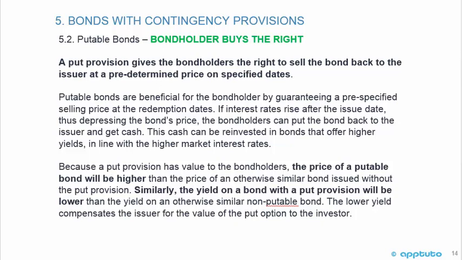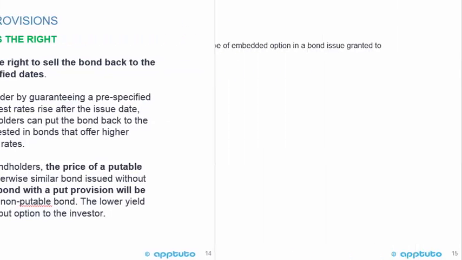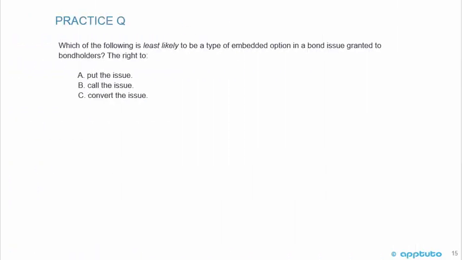Because a put provision has value to the bondholders, the price of a puttable bond will be higher than the price of an otherwise similar bond issued without the put provision. Similarly, the yield on a bond with a put provision will be lower than the yield on an otherwise similar non-puttable bond. The lower yield compensates the issuer for the value of the put option to the investor. So we'll do a quick practice question to check our understanding.